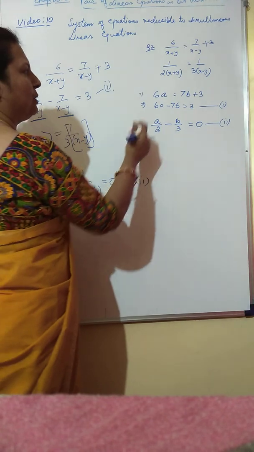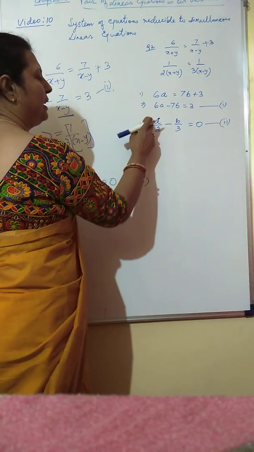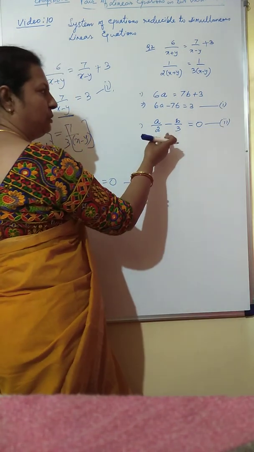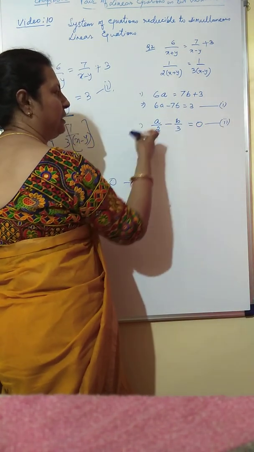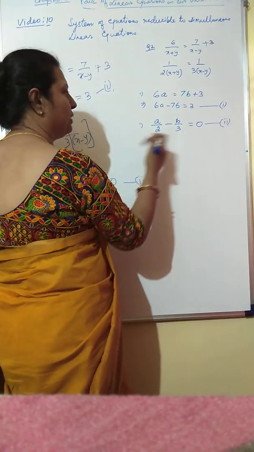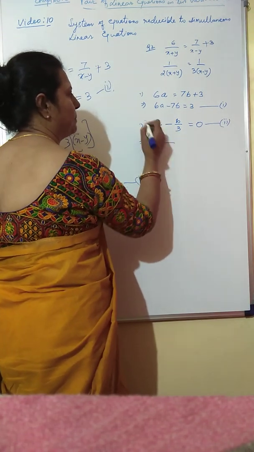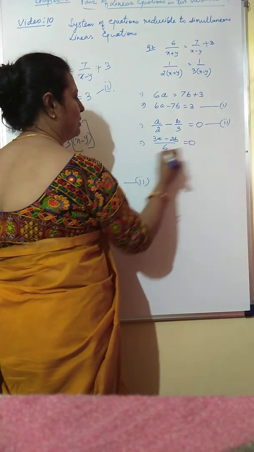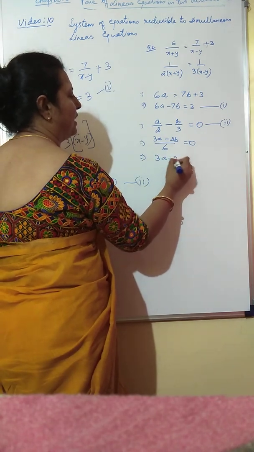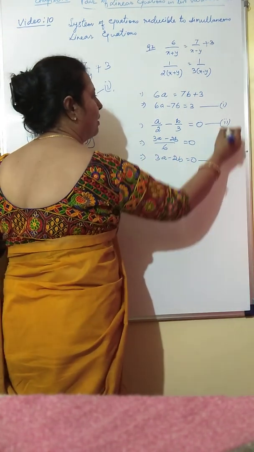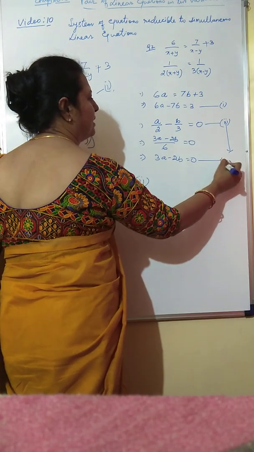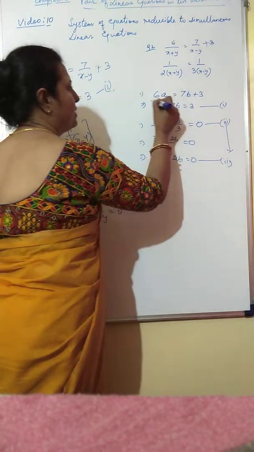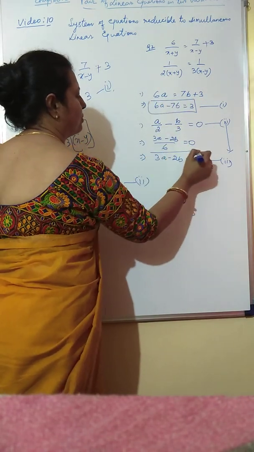So now you have two equations, 6a minus 7b equal to 3 and a by 2 minus b by 3 equal to 0. This equation you can also simplify and bring into linear form by eliminating the denominator. How? Take the LCM. You can take it as (3a minus 2b) by 6 equal to 0, which gives you 3a minus 2b equal to 0. So your end result can be this also. Now you have these two equations to simplify, and I don't think this should be difficult.